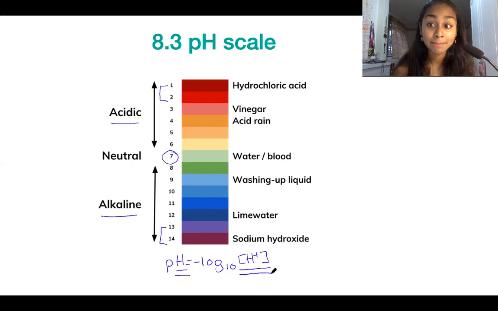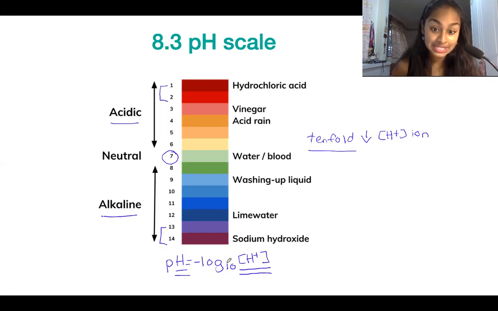The other thing to note about the pH scale is that it is logarithmic. By logarithmic, I mean that it's negative log to the base 10. What this means is that as we go along the pH scale, 1 to 14, with every jump of 1, we have a tenfold decrease in hydrogen ion concentration. The reason it's tenfold is because it's a log to the base 10, and the reason we decrease our hydrogen ion concentration is because it's a negative logarithmic scale. So that's worth bearing in mind.